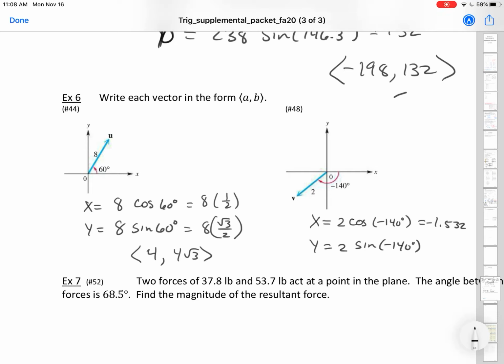And then 2 times the sine of that same negative 140. Okay, 2 times the sine of negative 140, and we get negative 1.286, or so. But it is negative. The double negatives make sense because that's what you're finding: this point right here and this point right here. Obviously they'll be in the third quadrant, with both components negative.